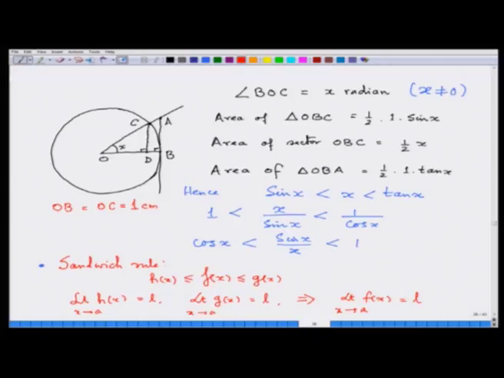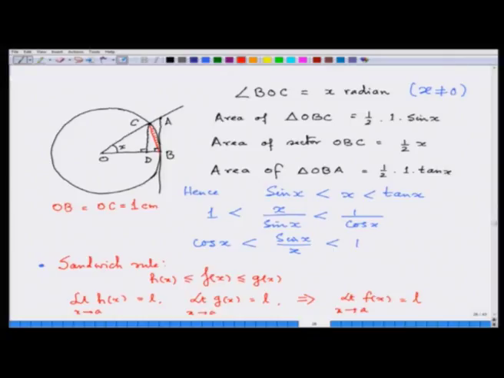Now I will calculate the angle OBC, this angle. Then I will calculate the circular sector OBC. The circular sector has an additional area, which is this one.